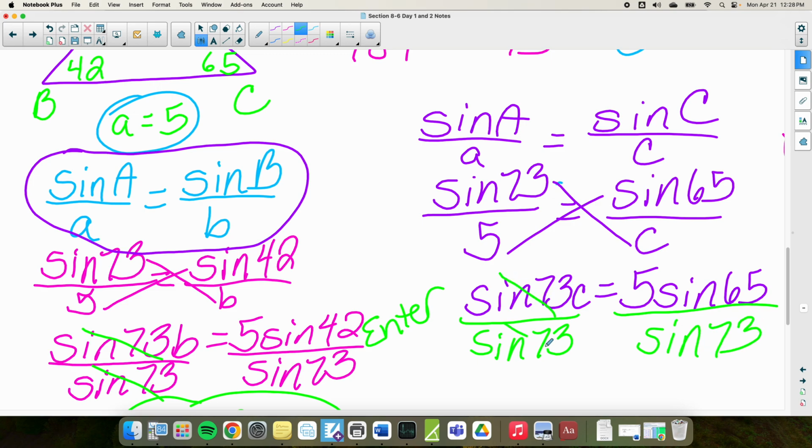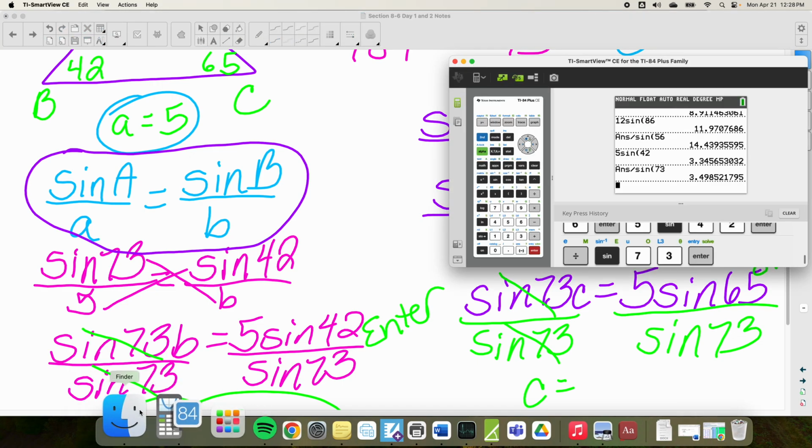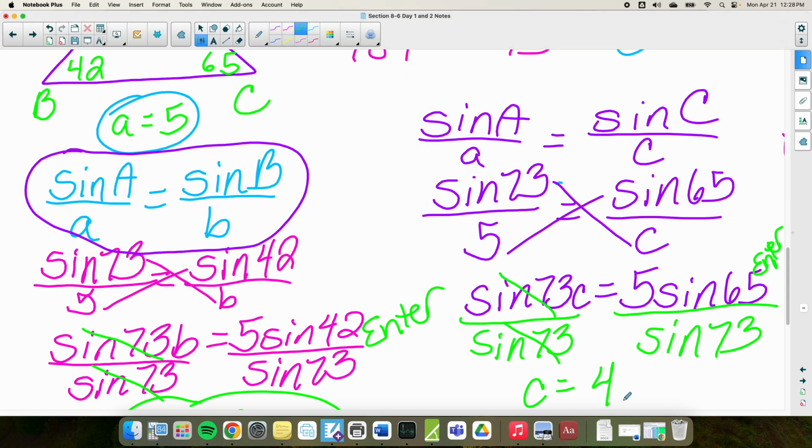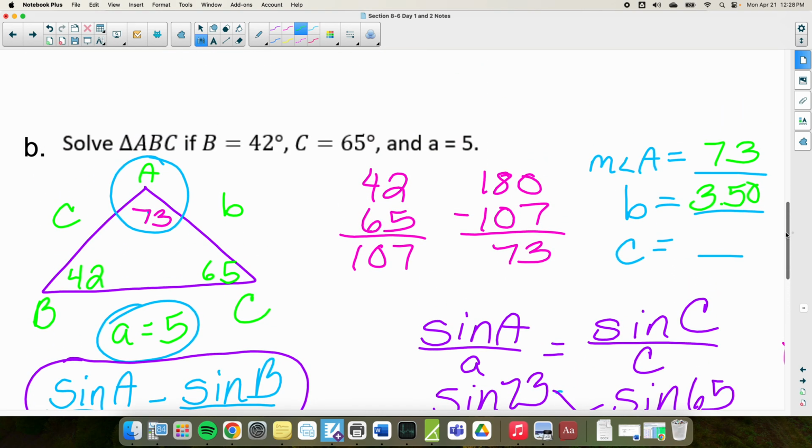These are gone, so I get c equals, and remember you hit enter right after that. So I'm gonna do 5 sine 65, enter, divide by sine 73, and that's 4.74. Is that what you got too, Dawson? Yes. Alright. So these are your answers, okay?